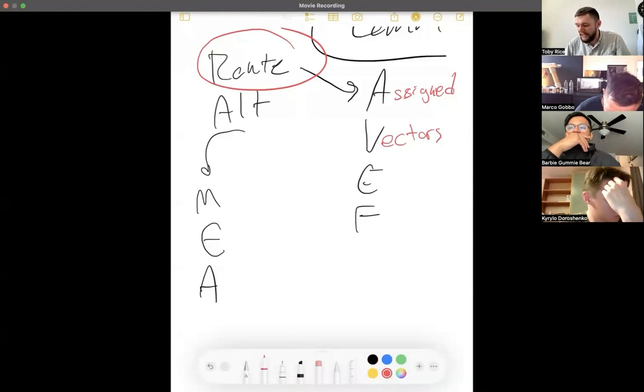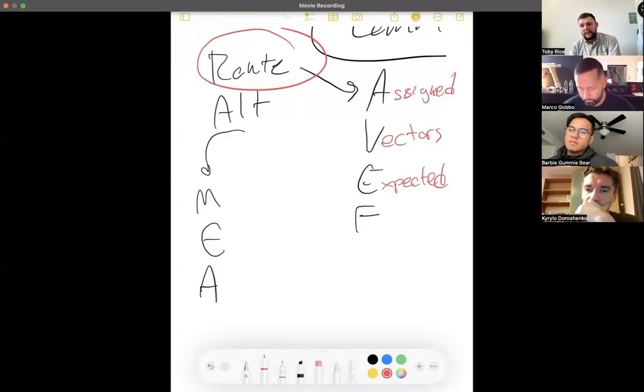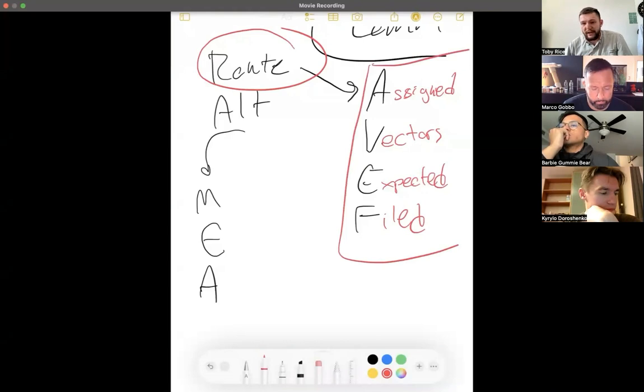Next option is expected. If air traffic control told you to expect something, so for example, Citation 550 Charlie Echo, expect direct Long Beach Airport, then what am I going to do if I lose radio communications? Someone tell me. Direct Long Beach. Darn straight. That's exactly what I'm going to do. Now, if they didn't give me anything else, I fly whatever I filed. Cool. Easy. Anybody confused on that?